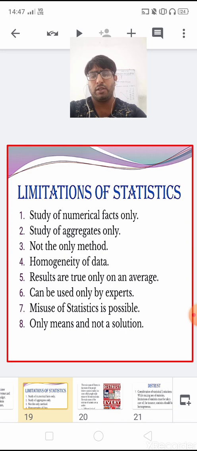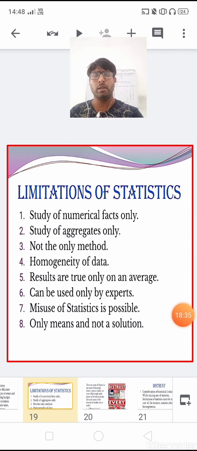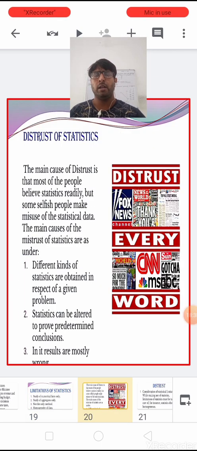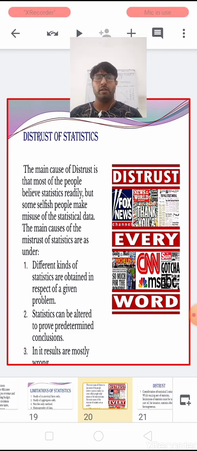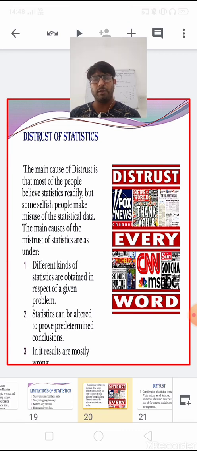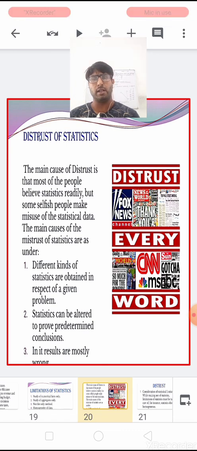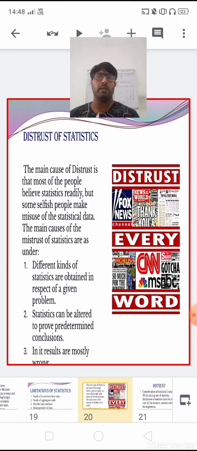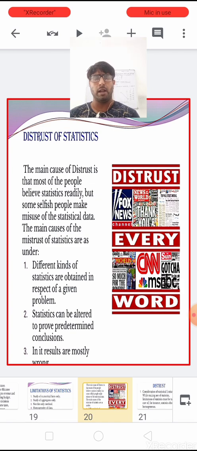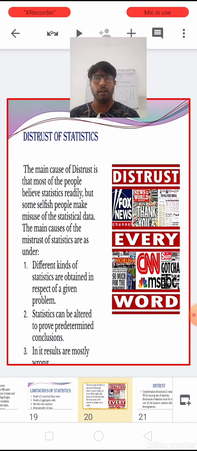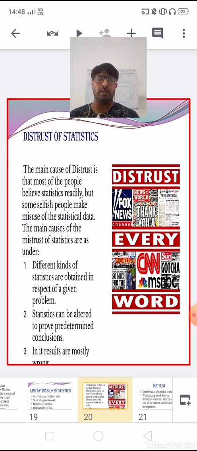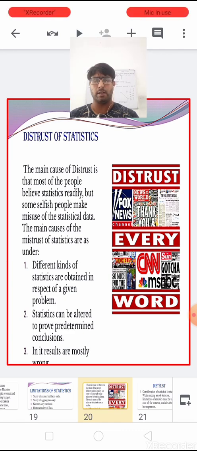So children, now let us move on to the next topic, distrust of statistics. The main cause of distrust is that most people believe statistics readily, but some selfish people misuse the statistical data. Distrust of statistics means lack of confidence in statistical methods and statements. The main causes of this mistrust are as under.